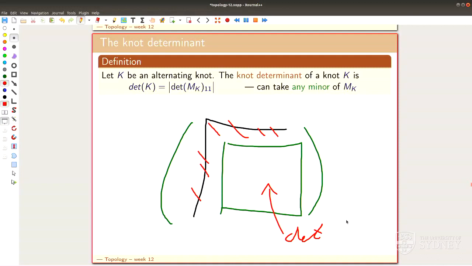In principle, you could cut out any row or column that you like, and you just do the first one for convenience. So you always get the same knot determinant. If you would decide to cut out the last row and column, you would get the same determinant. But that's just a remark.